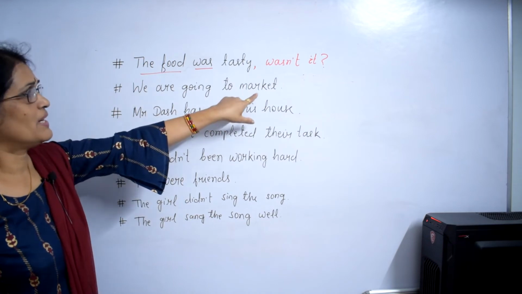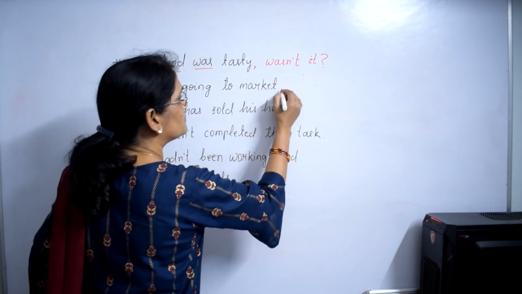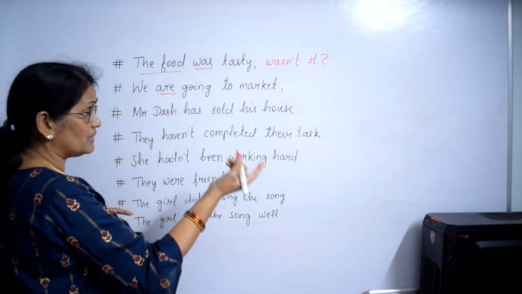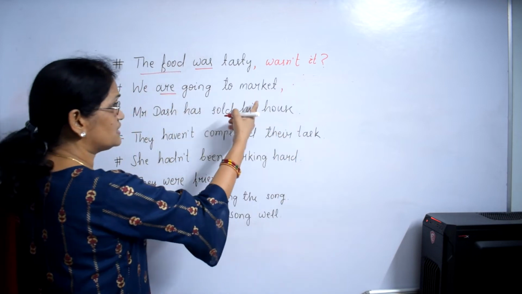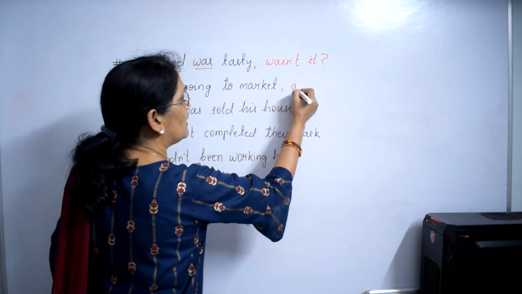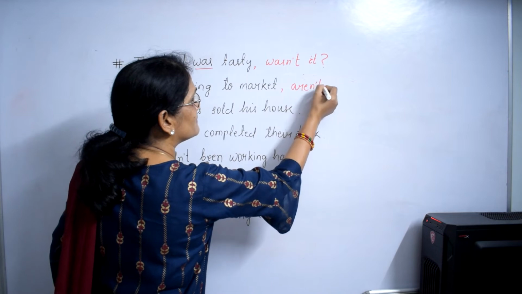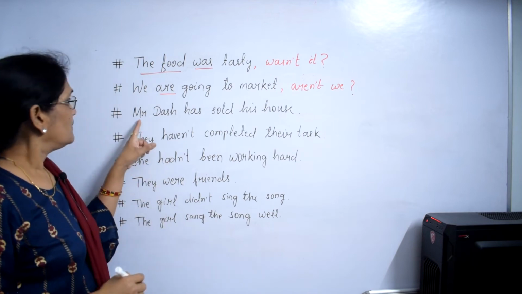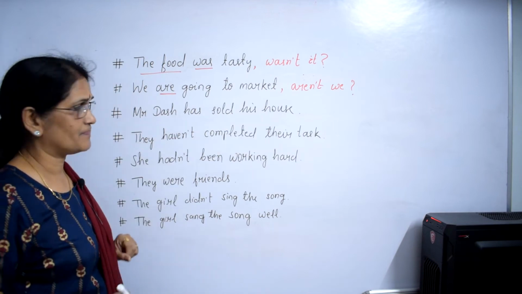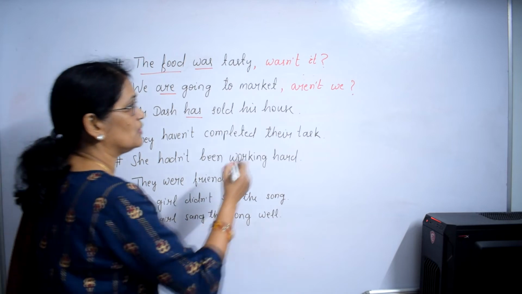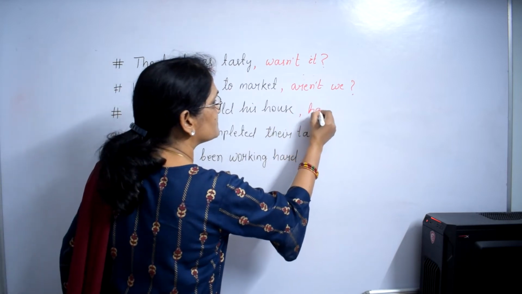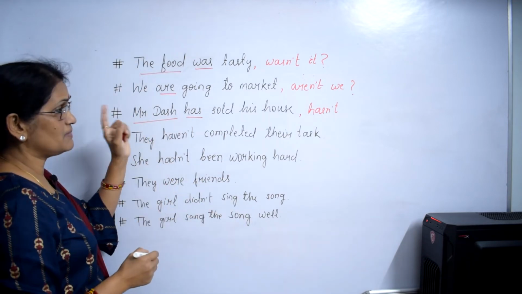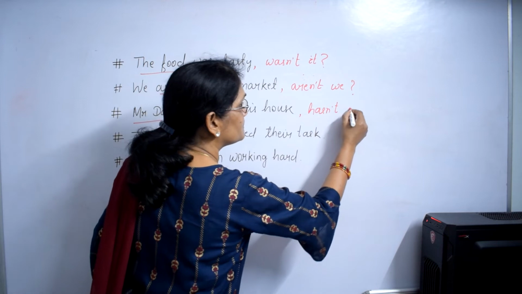We are going to market. Remove the full stop, then comma. "Are" is there, and its contracted form, as it is a positive statement, will be aren't. Then we, question mark. Mr. Das has sold his house. "Has" is an auxiliary verb. What will it be? Hasn't. Hasn't. For Mr. Das, which pronoun will come? He.